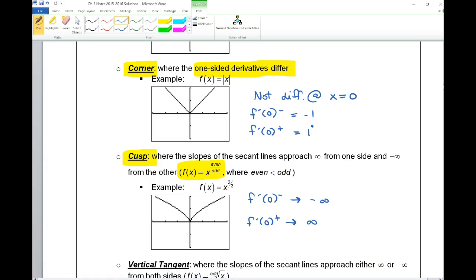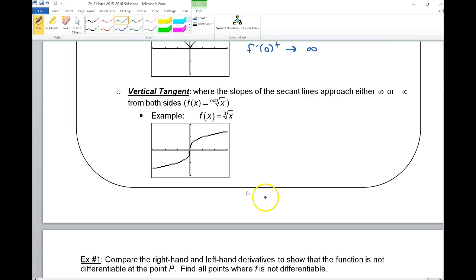If it's still just not making sense, even over odd, where the even is smaller than the odd, just memorize that. I don't like to, but there are times where I'll just say, just memorize it. I can go through it over and over again, and some things still might not make sense. So just take my word for it, okay? Promise you. Okay, vertical tangent is the other.